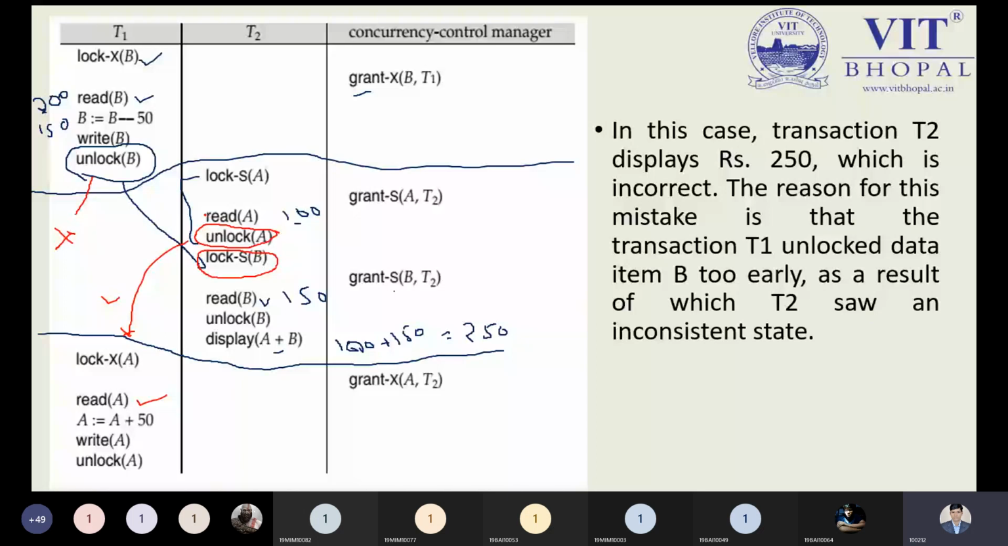So finally, after performing this concurrent execution, display A plus B is giving the answer 250, and that is not a correct answer, but it should be 150. So this is the point. So this is the concurrency control manager. We will see the entire thing like this.